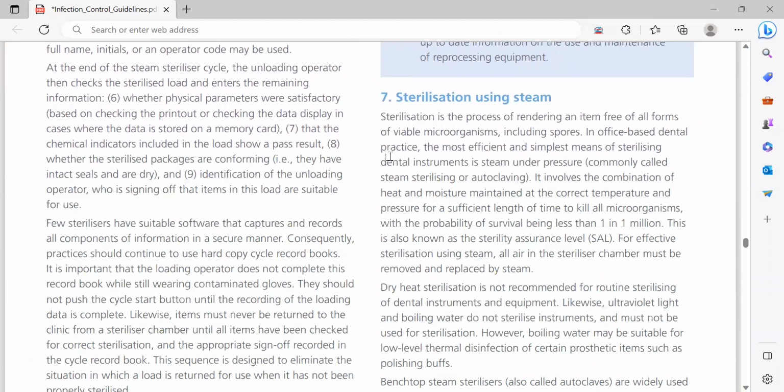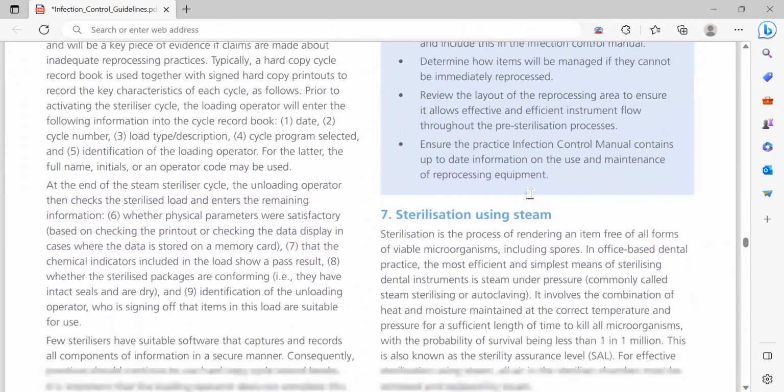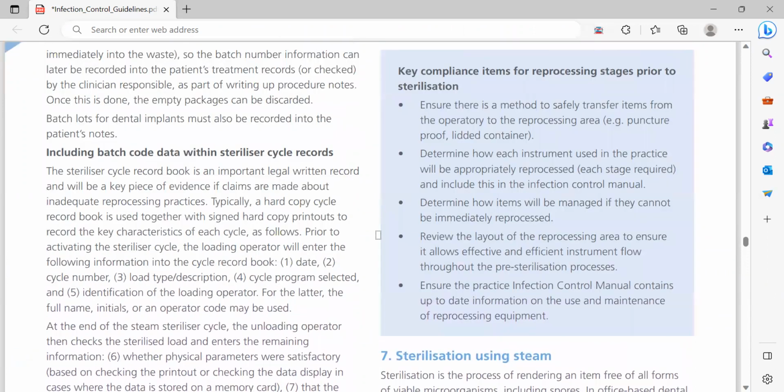So these are some of the things, and even some of the sterilizers also include the code data. So we can just log into that sterilizer and we can read that batch code data as well. But it is not a very important thing from the exam point of view.